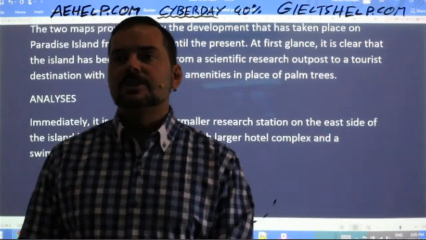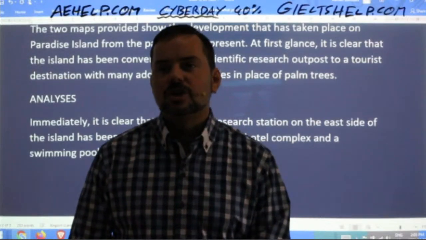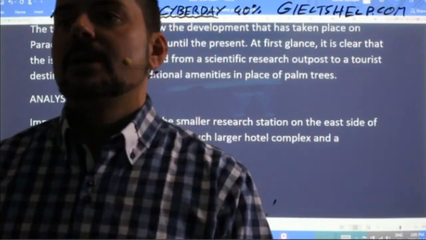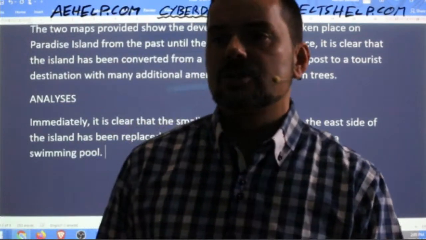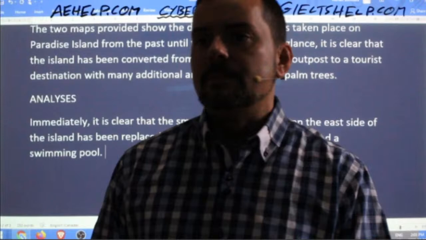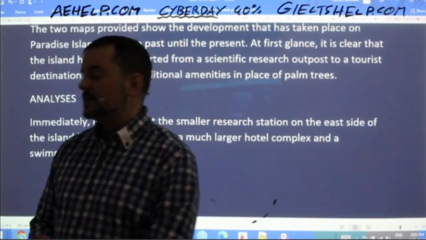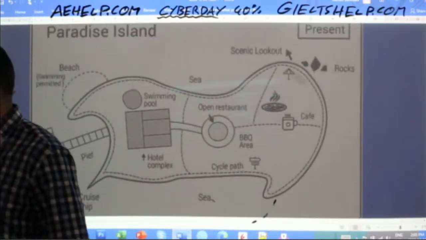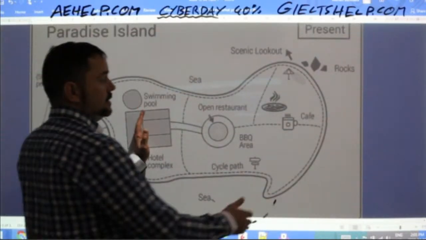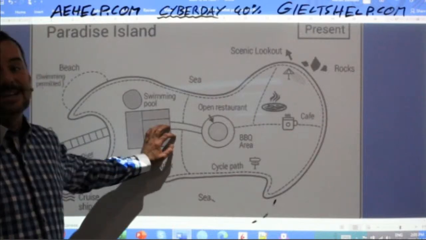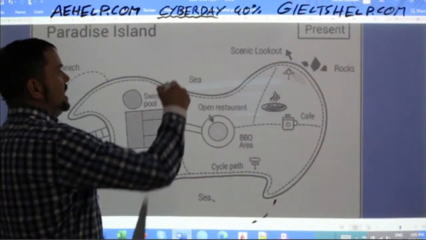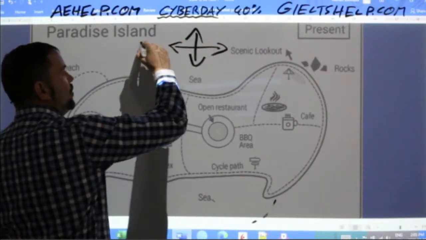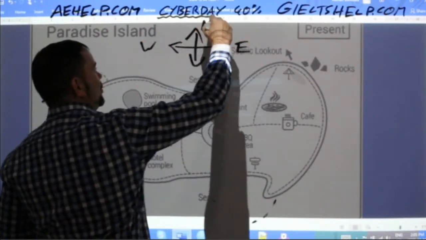Okay. Beckjan says, to begin with, the most noticeable change which took place on Paradise Island is the conversion of the scientific research station to the hotel complex with swimming pool on the north side. It's the east side, Beckjan. So this is the east, right? East, sorry. West. It's the west side. I wrote it wrong too. So yeah, you might want to make sure that you don't make that mistake that Beckjan and I just made, okay? So west, east, north, south, okay?